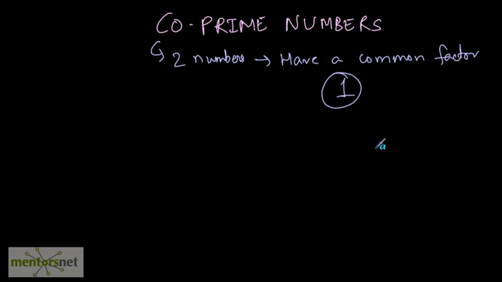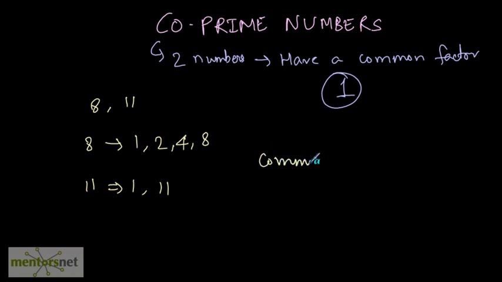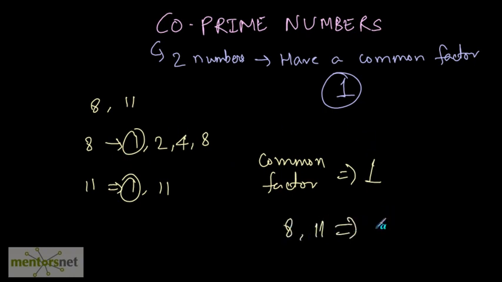So let's take an example here. We have 8 and 11. The factors of 8 are 1, 2, 3 is not going to be a factor, 1, 2, 4 and 8. And the factors of 11 are 1 and 11 because 11 is a prime number. And what are the factors common to these two numbers? It is 1. 1 is a common factor of these two numbers. So 8 and 11 are coprime numbers.